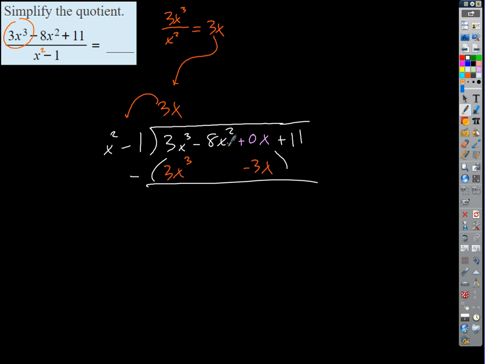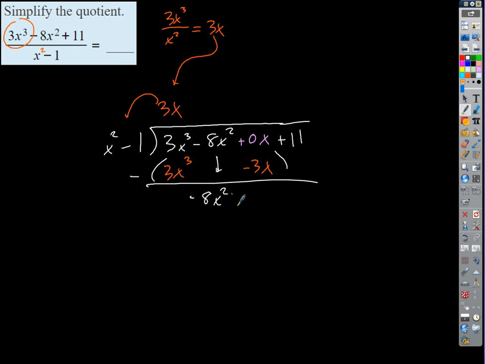What's negative 8x squared minus 0? Why is there a 0 under the negative 8x? Because when I distribute the 3x through, I didn't get an x squared term, right? I only got an x cubed term and an x term. So when I subtract 0, that's the same thing, just bringing that term straight down, isn't it? So I get a negative 8x squared.